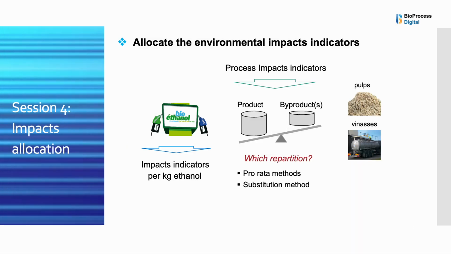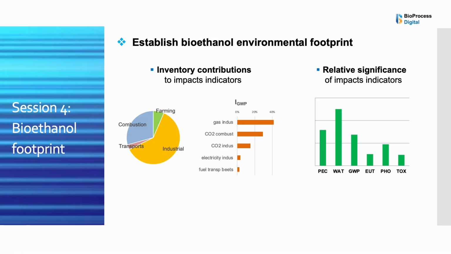In Session 4, you will learn how to allocate the impact indicators between ethanol and the two byproducts, pulps and vinasses, using the pro rata and substitution methods. In Session 4, you will also establish the bioethanol footprint. This includes analyzing the inventory's contributions to the impact indicators and determining the relative significance of the 6 evaluated impact indicators.